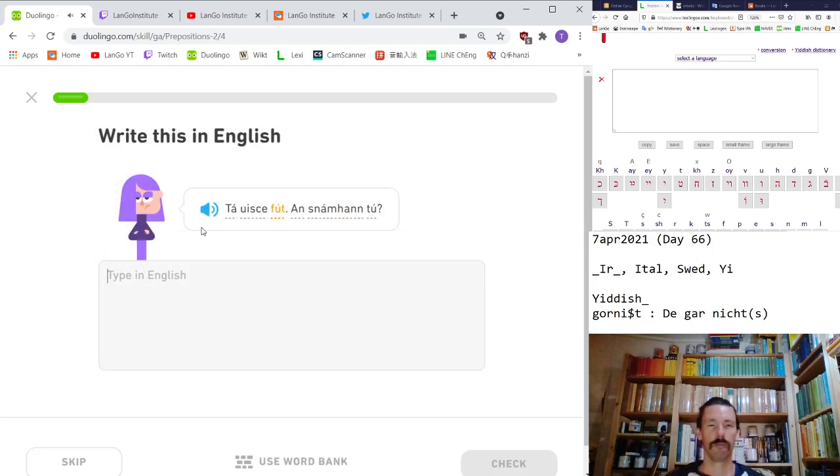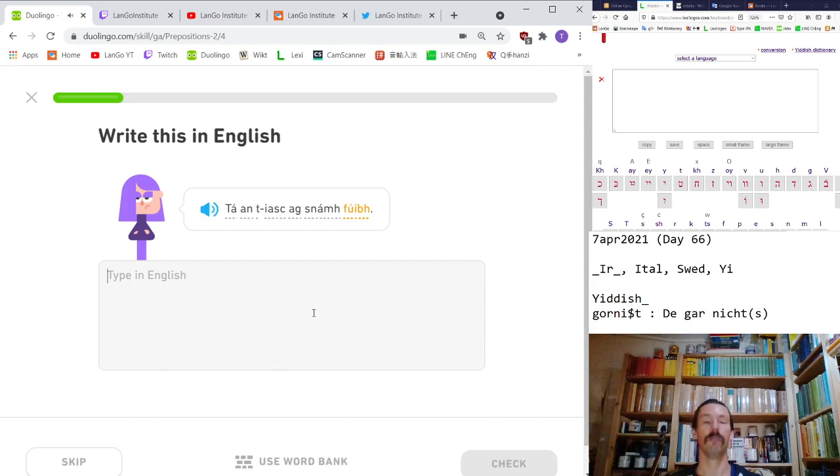Do you swim? Foot, there is water under you, right? Or around you. Water. We use ta for naming a location, like estar in Spanish. Do you swim? Under you, do you swim?